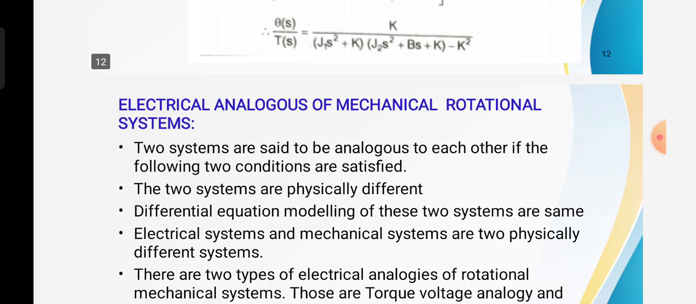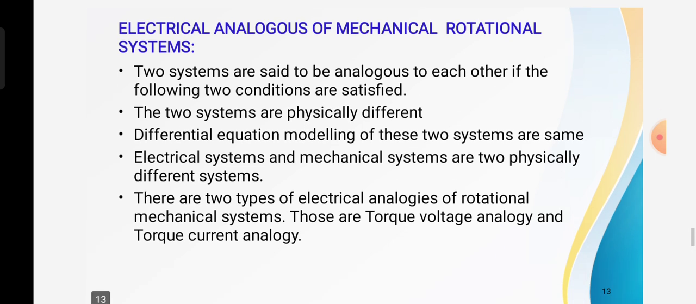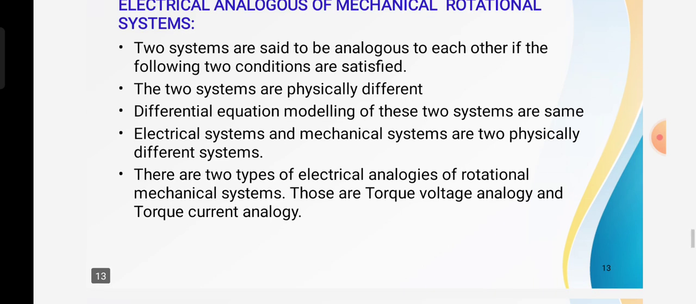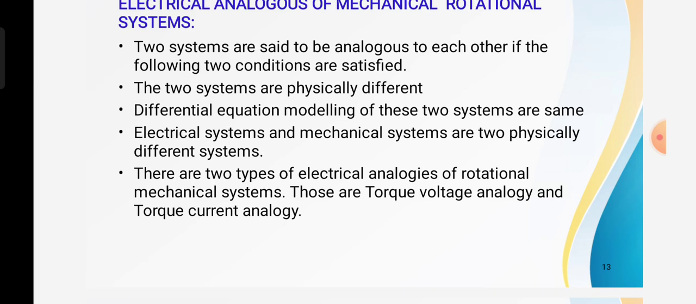Next topic, electrical analogous of mechanical rotational systems. Two systems are said to be analogous to each other if the following two conditions are satisfied. The two systems are physically different. The differential equation modeling of these two systems are the same. Then the system is called an analogous system.